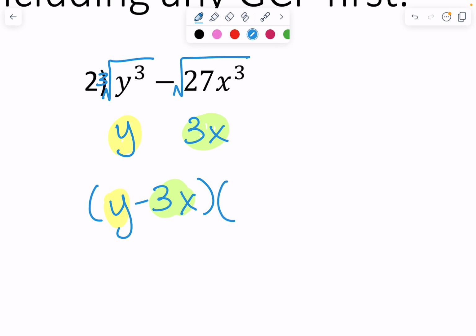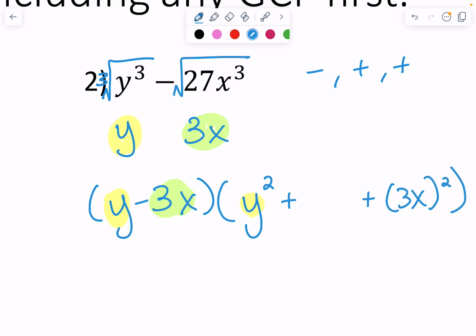And then in parentheses, and remember with subtraction, it's minus, plus, plus. So I already have used my subtraction sign. I know in the middle it's going to be plus, plus. So I'm going to have this first term squared. I'm going to have, need a little more space, that 3x squared. And yes, parentheses do matter. And then we're going to have the product of those two terms.